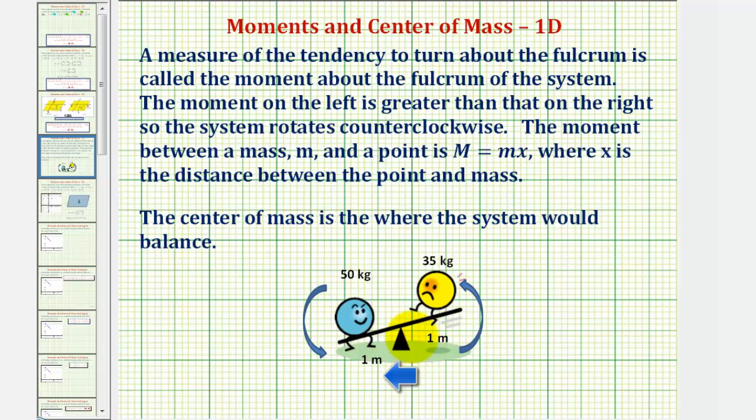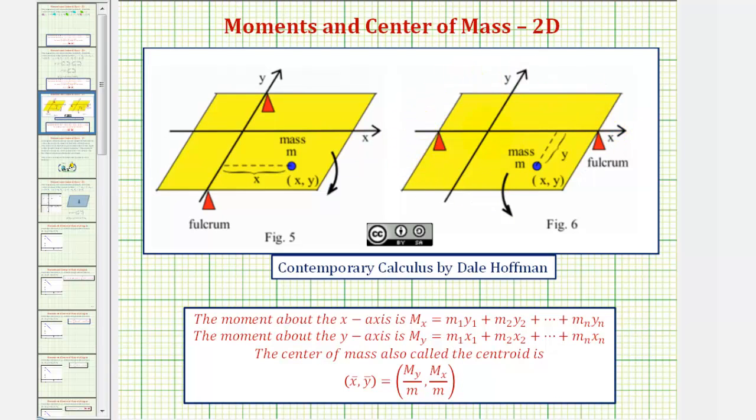Now let's consider moments on the coordinate plane. Looking at this diagram on the right, if we want to find the moment about the x-axis, this axis here, notice how the y-coordinates would give us the signed distance from the x-axis. This is why when determining the moments about the x-axis, we use the y-coordinates. Looking at this diagram on the left, when we find the moment about the y-axis, notice how the x-coordinates give us the signed distance from the y-axis. This is why when determining the moment about the y-axis, we use the x-coordinates.